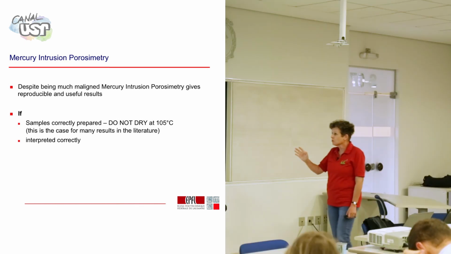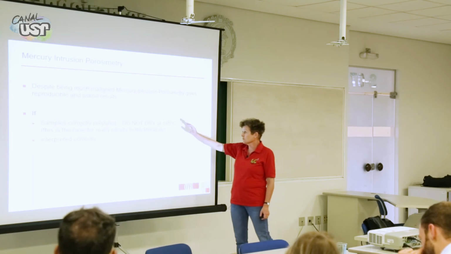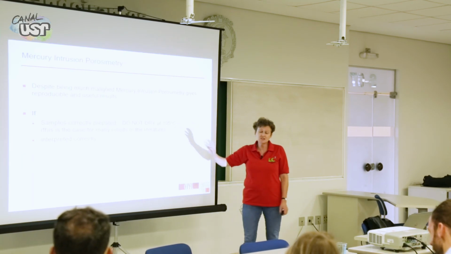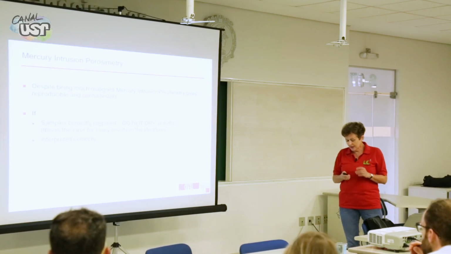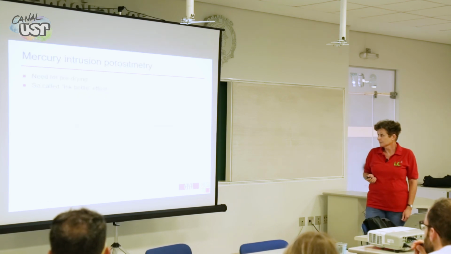And the main problem for most of the results in the literature is that people did dry at 105. And we've gone on about this all day. 105 drying completely destroys your microstructure. It creates huge, great cracks. And then with the mercury intrusion porosity, all you measure is cracks. And that's not really what you want to measure. And you have to interpret it correctly.